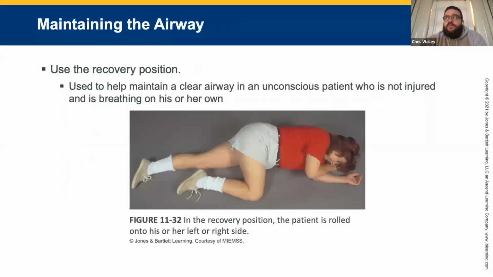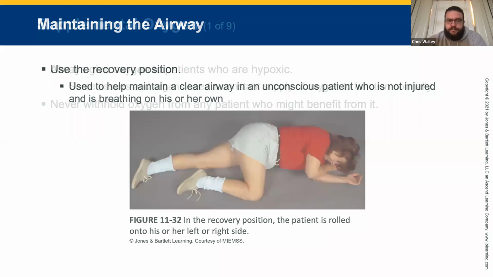So we talk about the recovery position. That goes back to your CPR and first aid days. It may help if they're unconscious or semi-conscious, as it's going to help them breathe on their own.